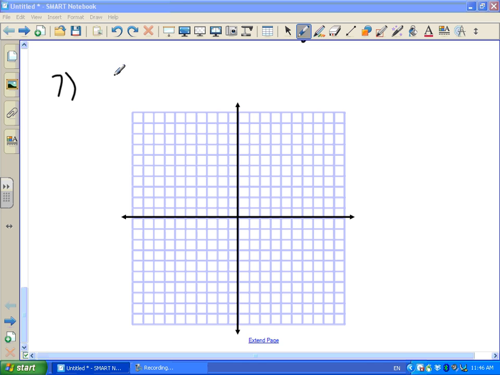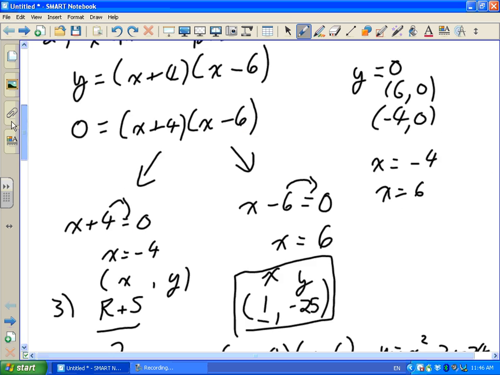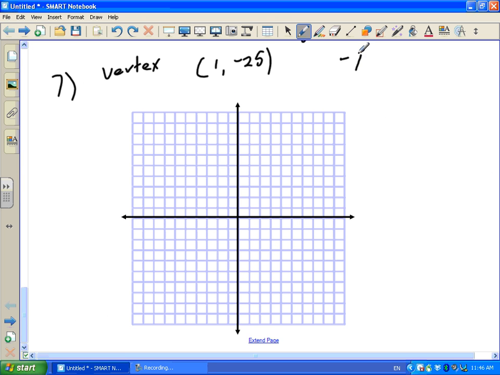Before I put the scale on this graph, what I'm going to do is find out the coordinates I have. I know my vertex was at (1, -25). And my two x-intercepts were, what were they? Negative 4 and positive 6. Those are my x-intercepts.